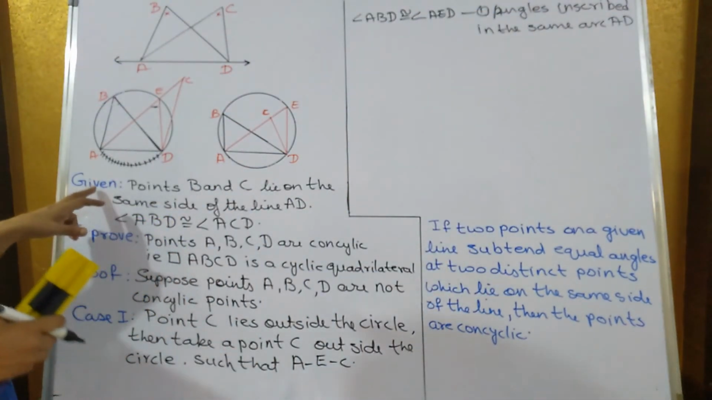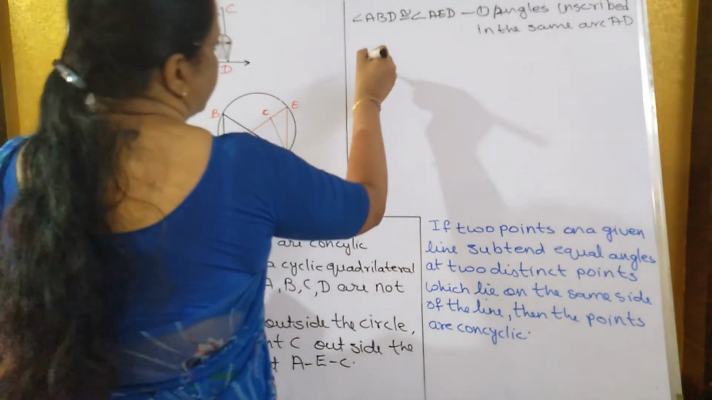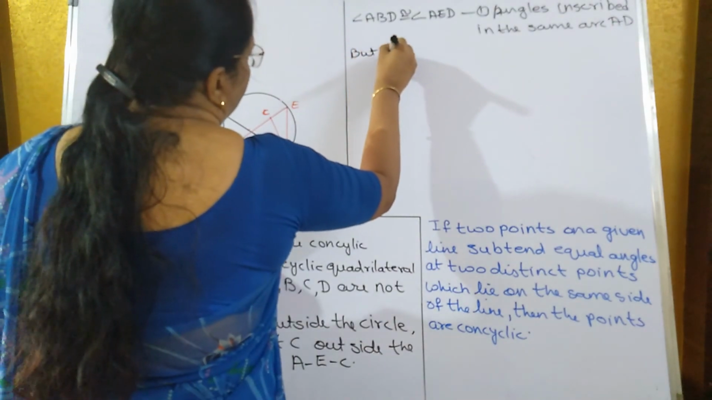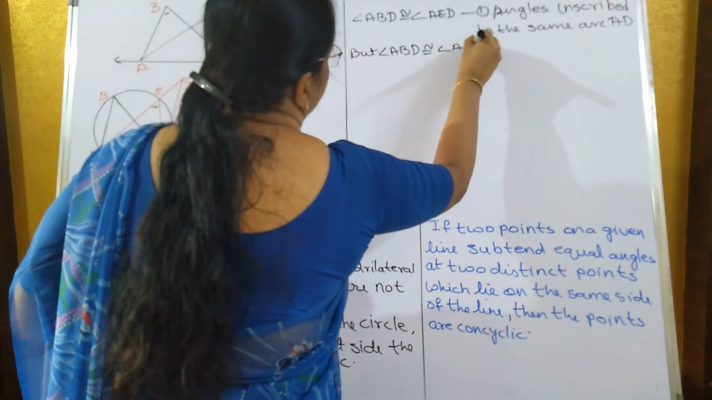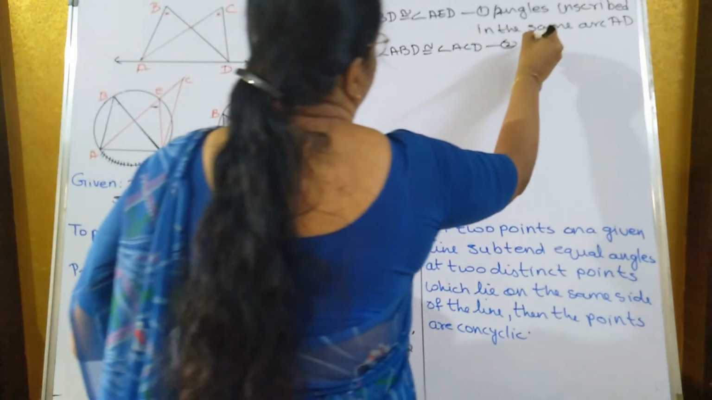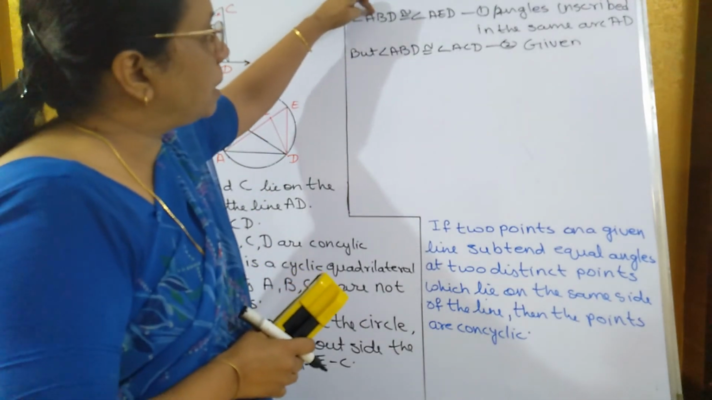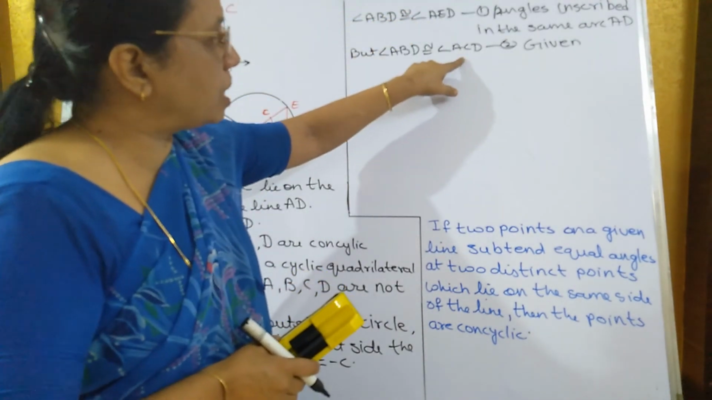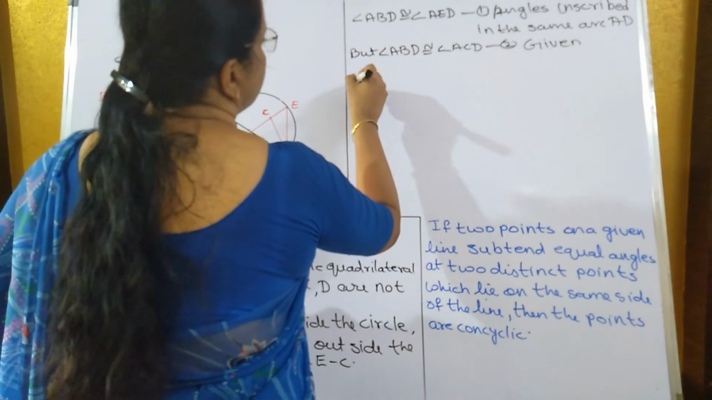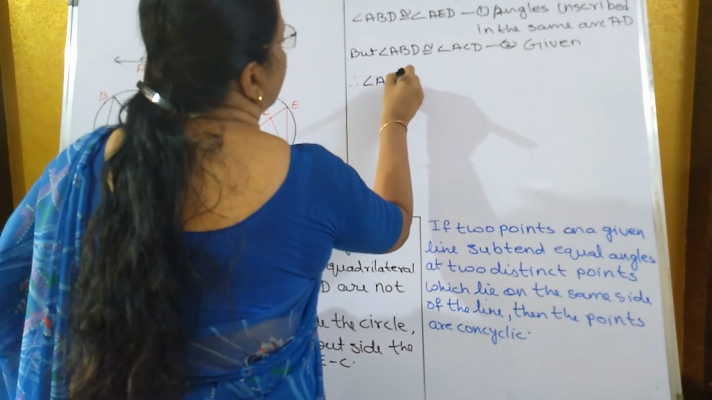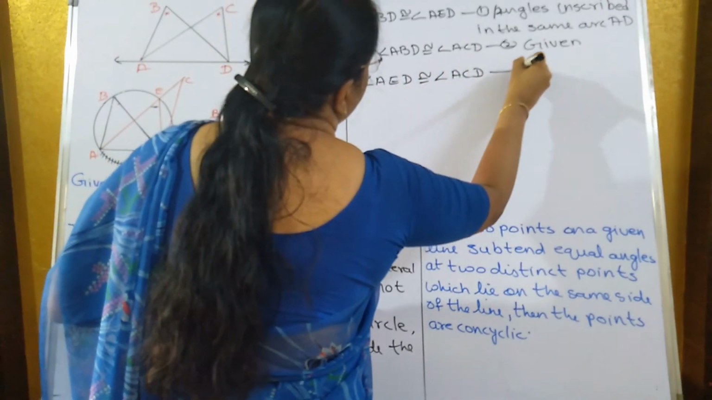But what is given in the statement? In the given statement it is given that angle ABD is congruent to angle ACD. Let us take this as 2, given. So from 1 and 2, what we get? ABD is equal to AED and ABD is also equal to ACD. So when ABD is equal to both these angles, then these two angles have to be the same. Therefore, angle AED is congruent to angle ACD, from 1 and 2.